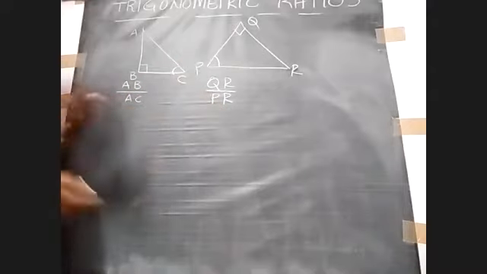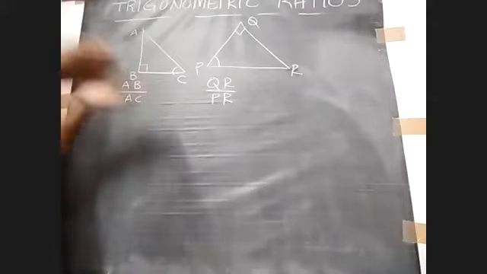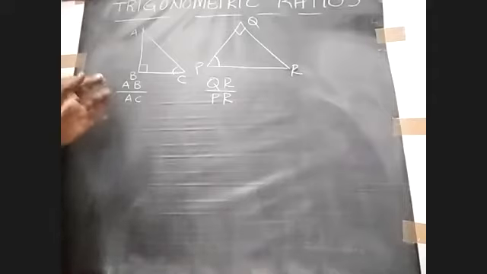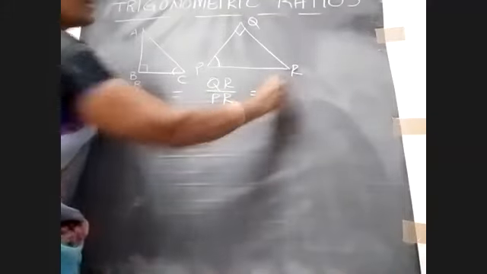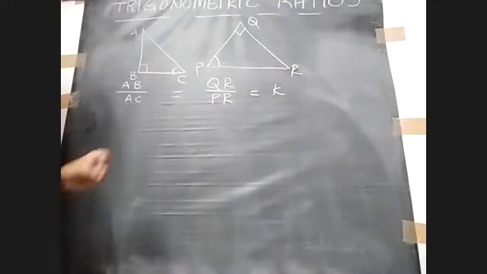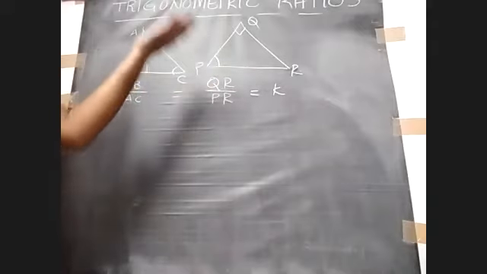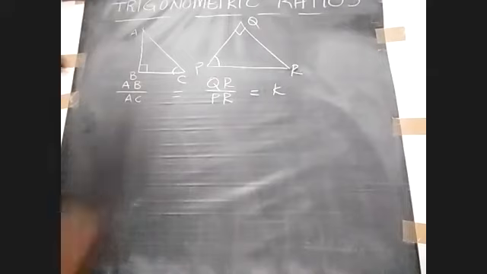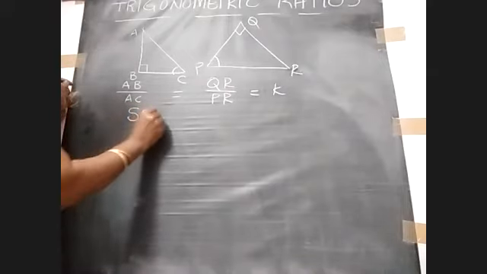If we find all the ratios of the opposite side and hypotenuse, we find those are constant. That means these are all equal to a constant K. We can consider this as a constant term. Thus the constant term is termed as sine of the angle.